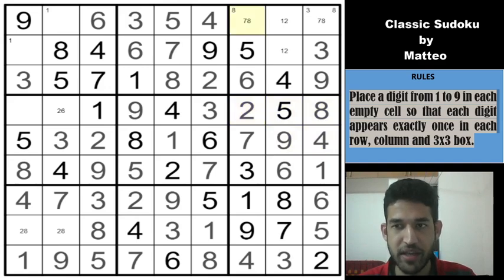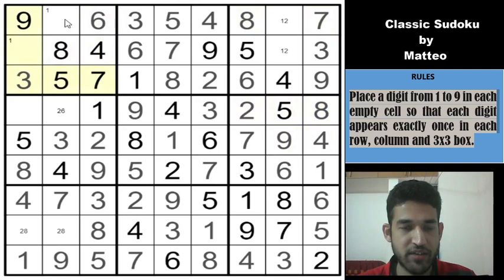So this cell must be 8, and this 8 gives a 7 here. 4, 6, 8, 3, 5, 7, 9. So remaining digits are 1 and 2. But can we write? Okay, there is a 1 in column 1. So this is a 2, this is a 1, this is a 1, this is a 2. So all the digits are getting quickly resolved now.